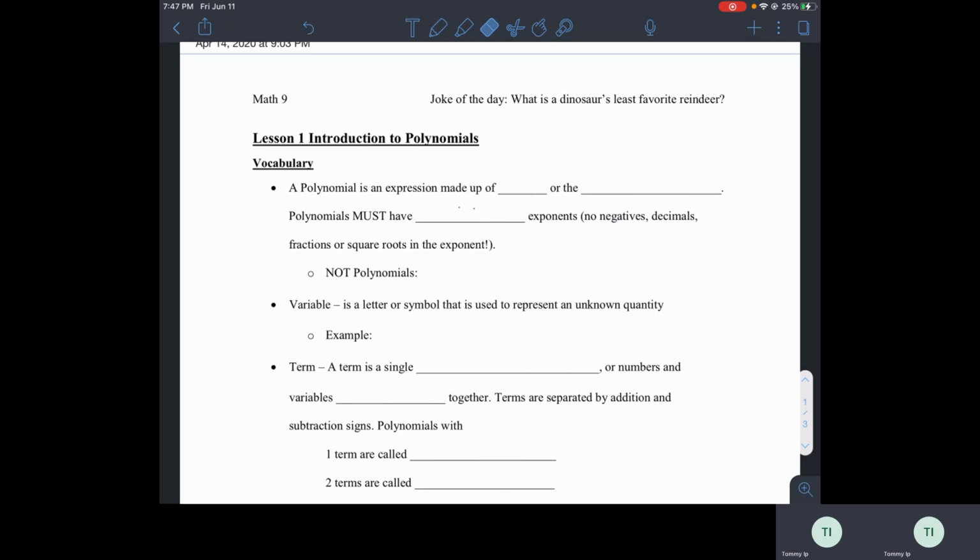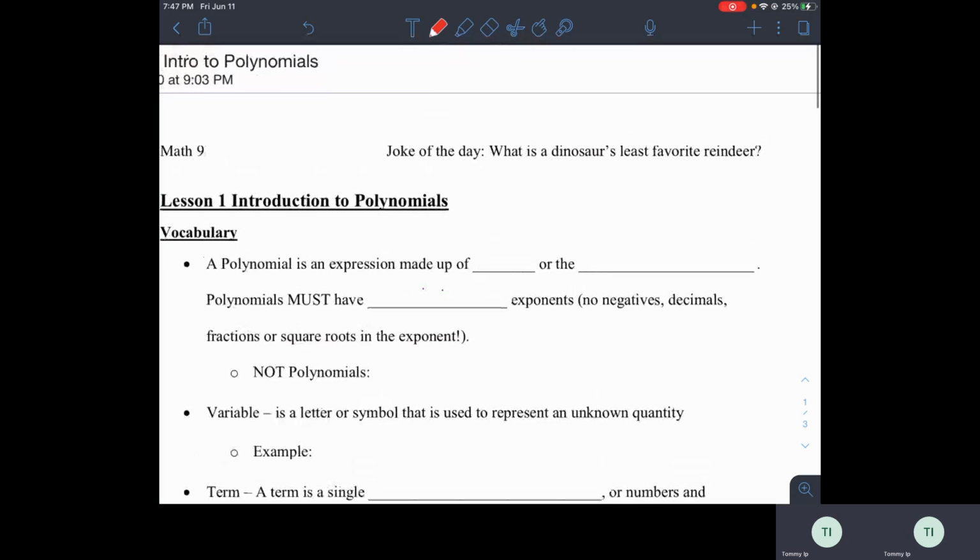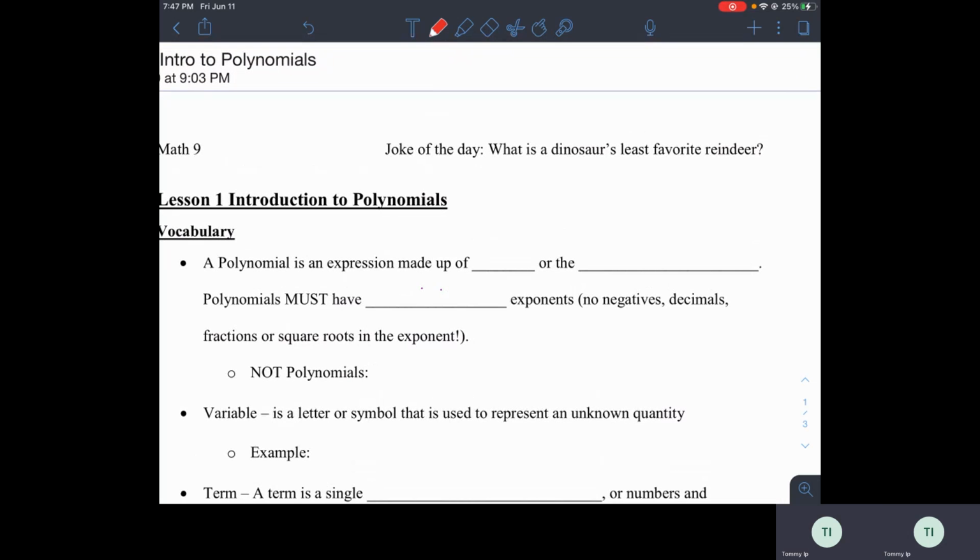So welcome to the Intro to Polynomials for Math 9. We're going to go through this unit and this intro as a way to familiarize ourselves with the vocabulary, as this is just another way to learn another language when we're in math. We're going to go through this vocabulary pretty quick, but to make sure we have a detailed explanation of everything that's happening. So a polynomial is an expression made up of one or the sum of terms.